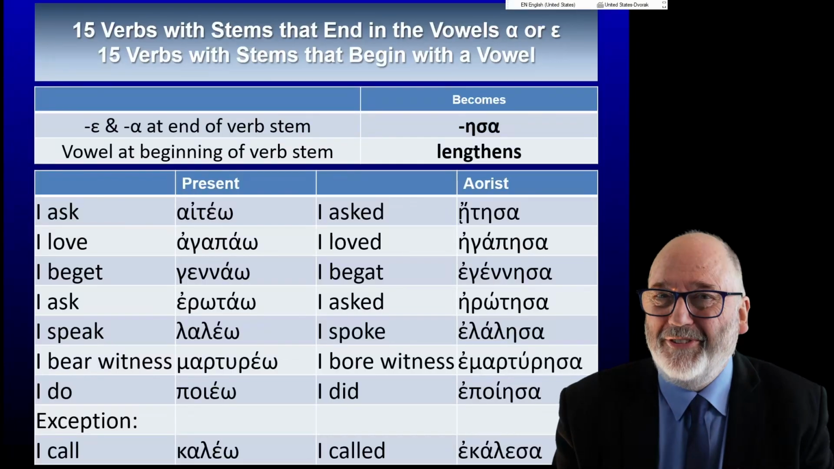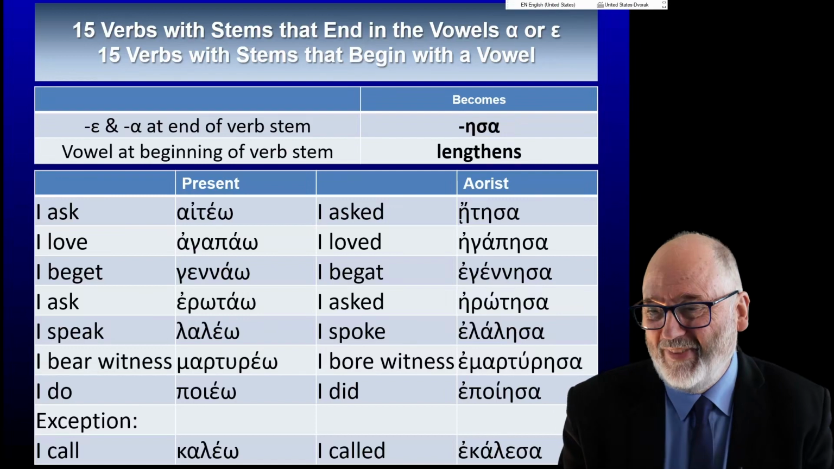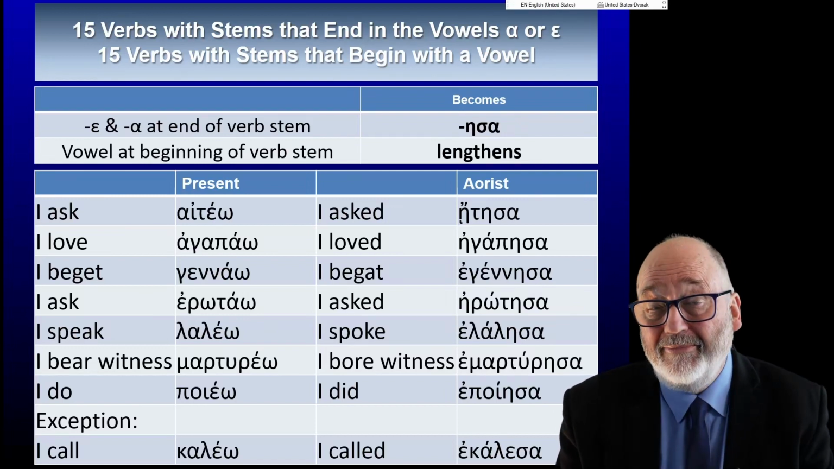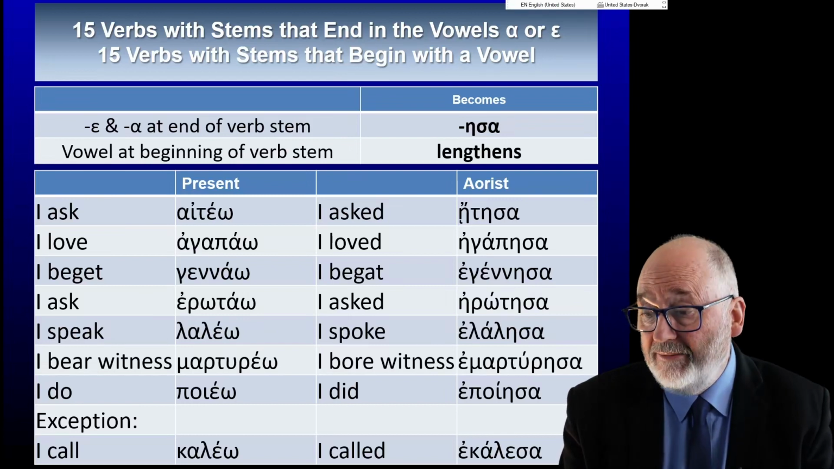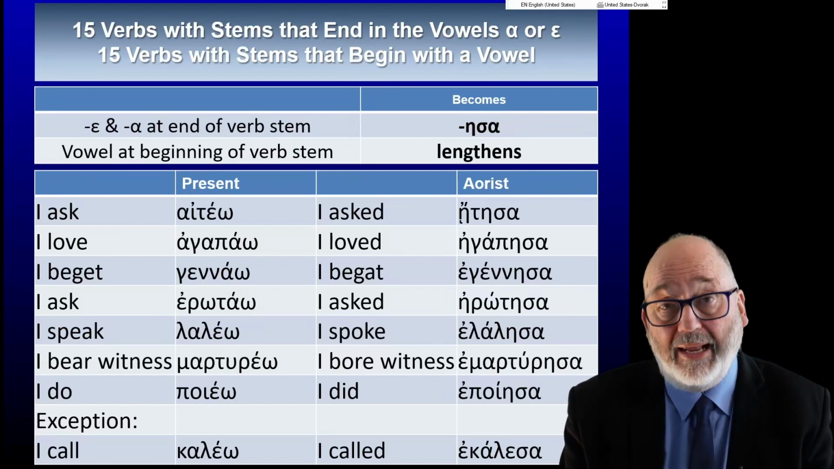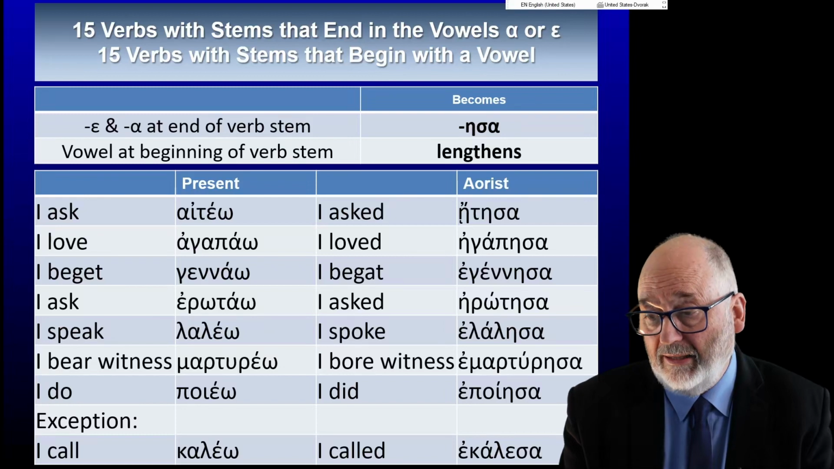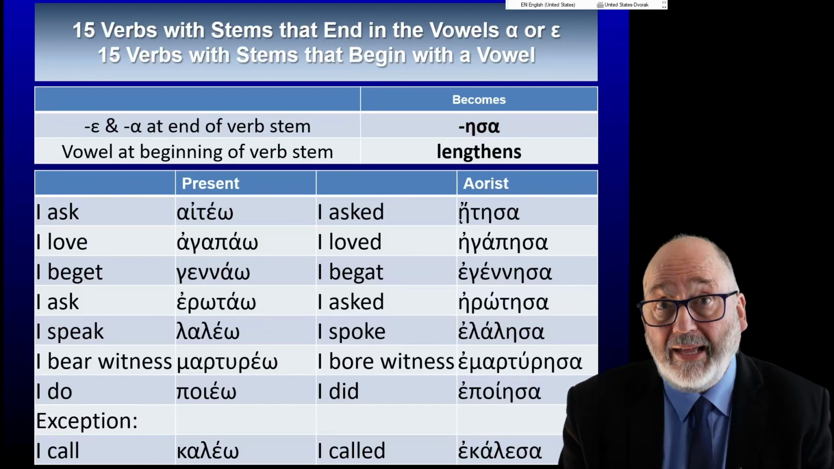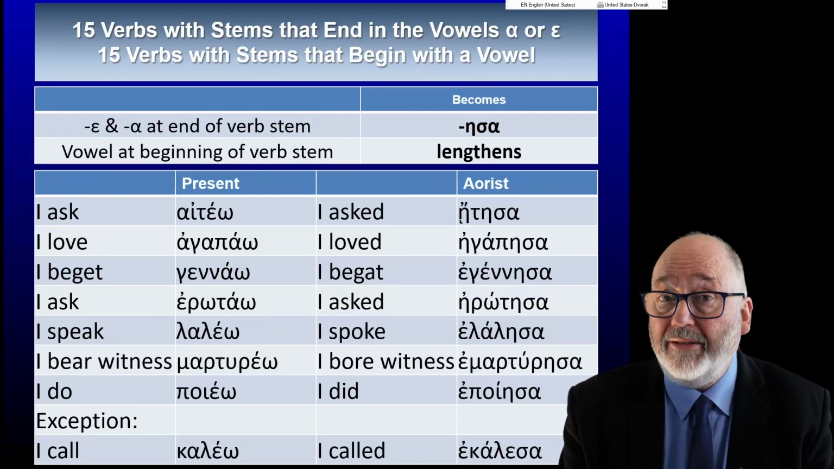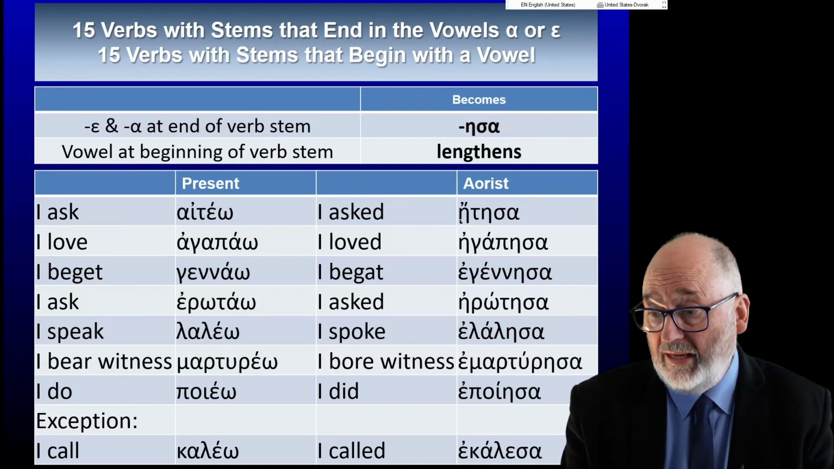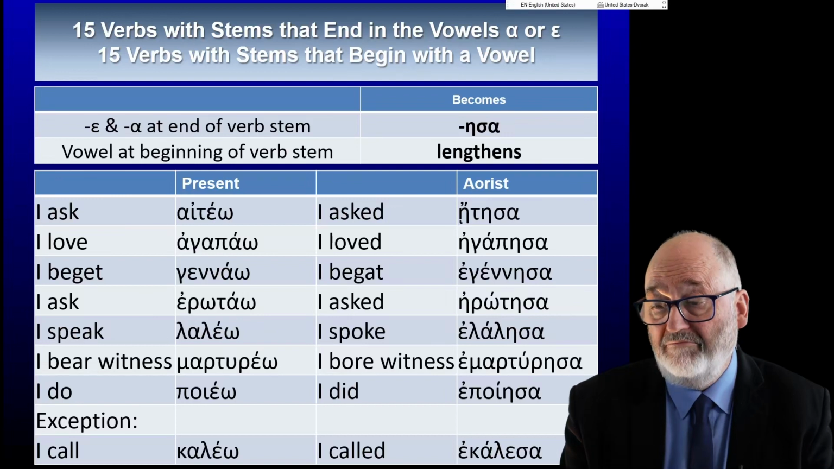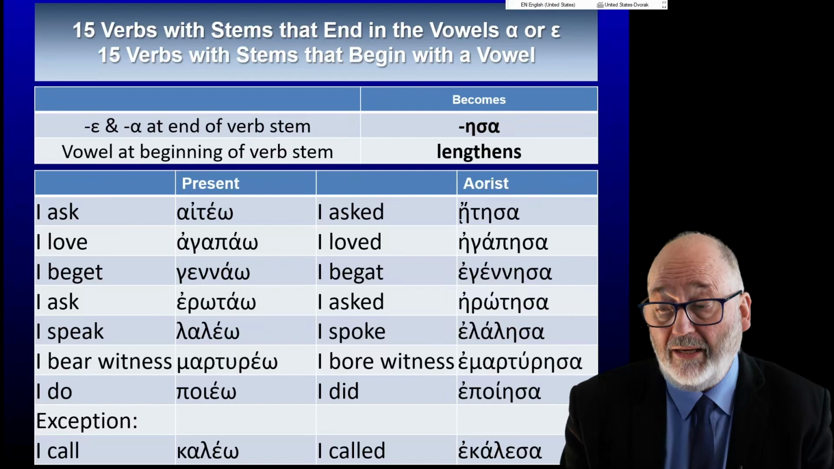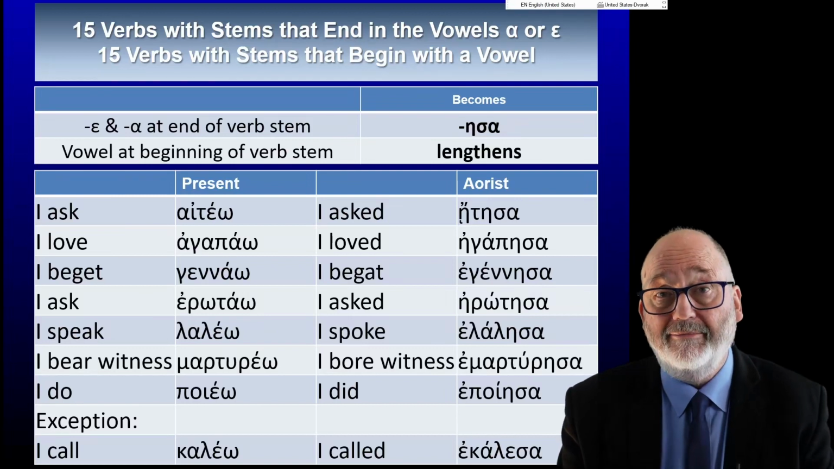Well, let's skip over the first two. We'll come back to those. Let's go down to genao. So the ao lengthens to asa, and the aorist of genao becomes egenasa. And let's look at laleo. Again, the epsilon lengthens to asa, and the aorist of laleo is elalesa. Maturio, similarly, emateruse, and poieo, epoiesa.